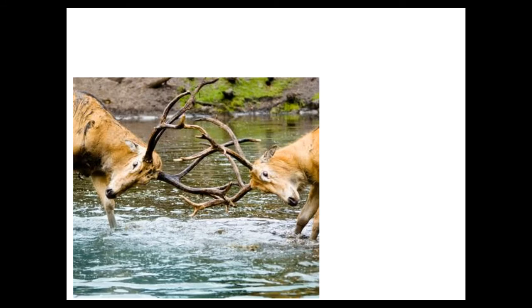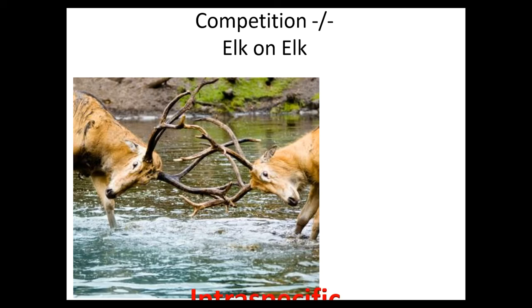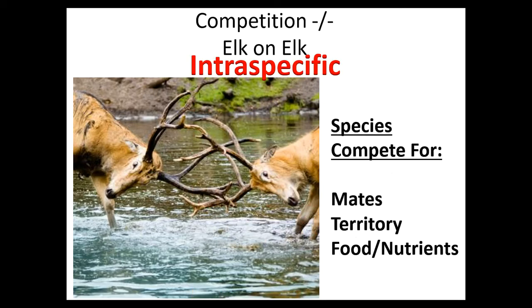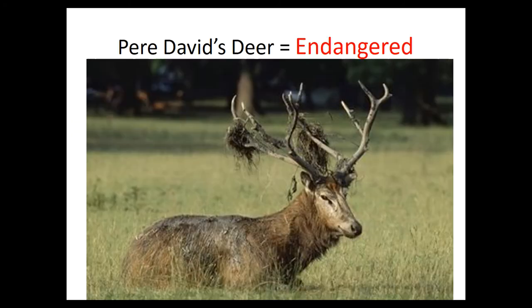Another example, the more common one that we see, is called intraspecific competition. This is like elk on elk, and what they're doing, of course, is this is two males. They're fighting within their own species for, well, mates, territory, and food. And typically this is what we see because you feed on the same thing as the rest of your species. This is what we call war, where humans fight with other humans for resources, right? Intraspecific competition.